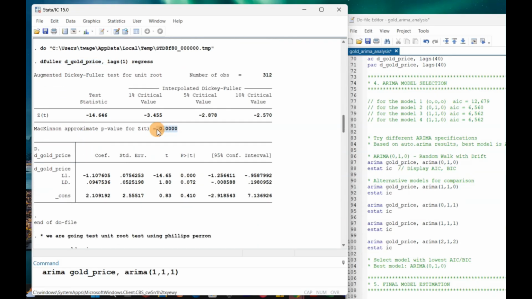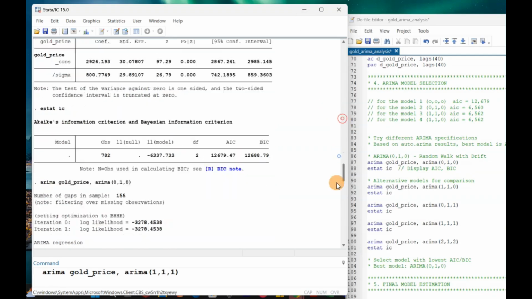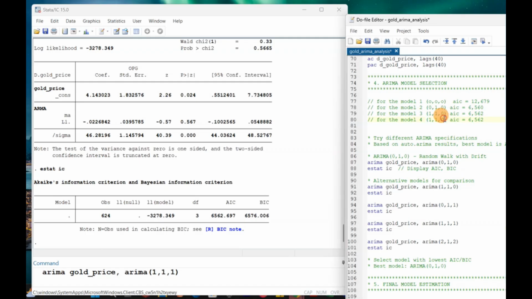Do you get it? Actually, the zero stands for at level, and then we found that at level, the series is suffering non-stationarity. So this is what we found: at level, the series is non-stationary, and it's only at first difference that the series is stationary. It means that when we run the first one, it's at level, and it shows non-stationarity.